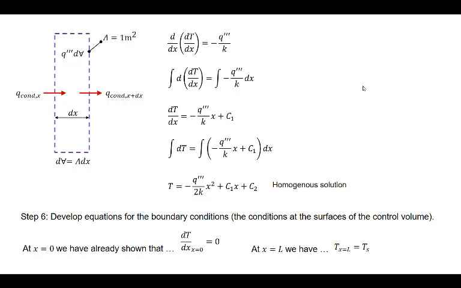At x equal L, the surface of the fuel element, we have assumed that the cooling water flow maintains the temperature at a temperature T sub S. This becomes the second boundary condition. These are our two boundary condition equations, one applying at x equals 0, the other applying at x equal L.